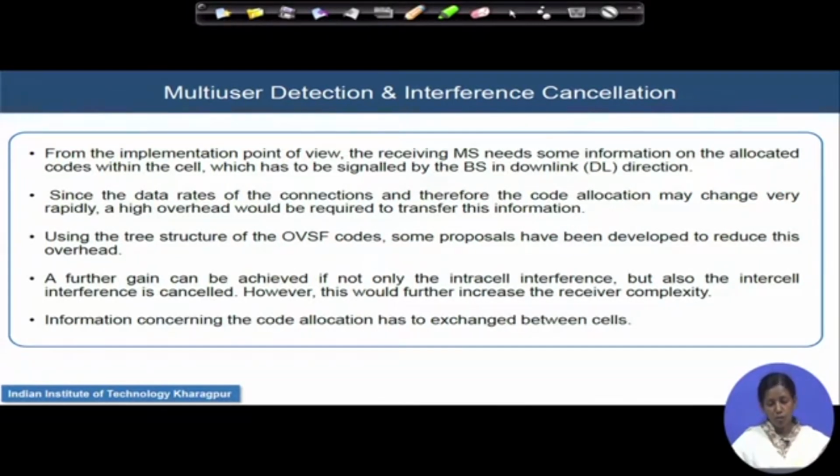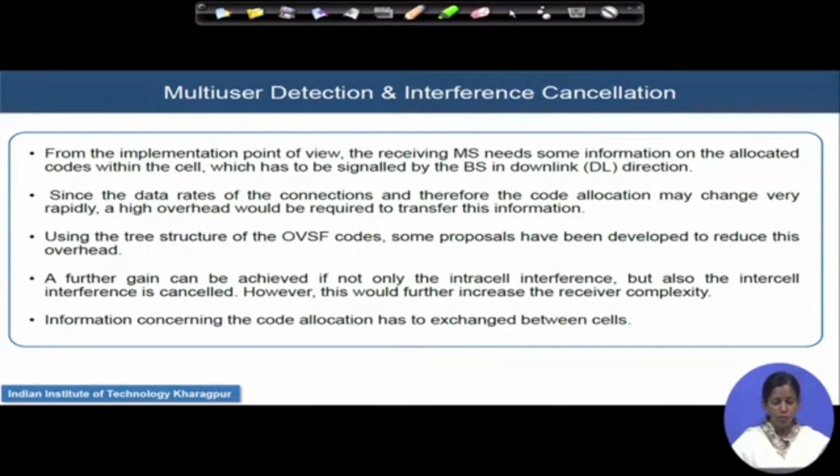From the implementation point of view, the receiving mobile station needs some information about the allocated codes. If it is in the downlink, the base station, through the control signal, when transmitting to the mobile station in the downlink, should give the approximate code information of its neighbors. And since the data rates of the connections, and therefore the code allocation, may change every moment. Think of a situation where each and every moment the user is changing his data rate requirement, and hence the code allocation is also varying based on the kind of application he is doing and the kind of data rate support he is asking.